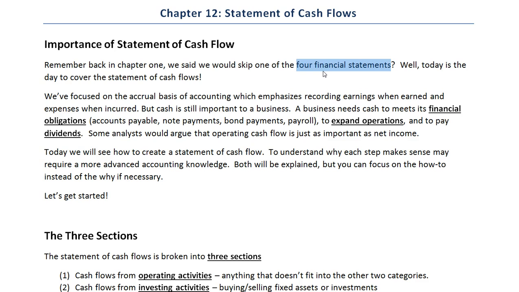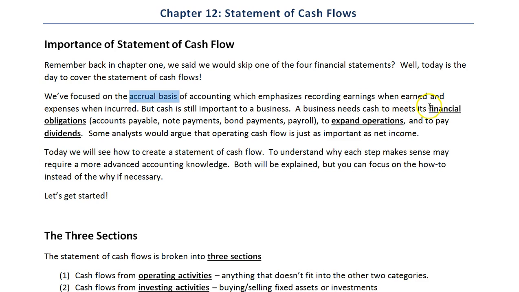It is one of the basic 4 financial statements along with the balance sheet, the income statement, and the statement of retained earnings. It's cash, like we focus on this accrual basis of accounting throughout all the other chapters. And remember, accrual basis revenues are revenues when earned, and expenses are expenses when incurred. But cash is still important.